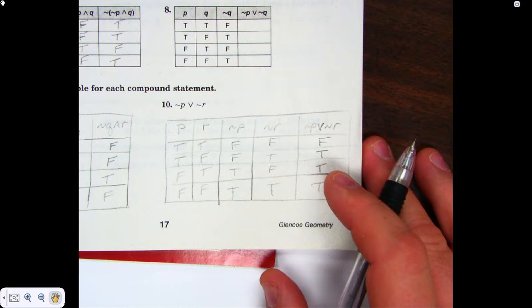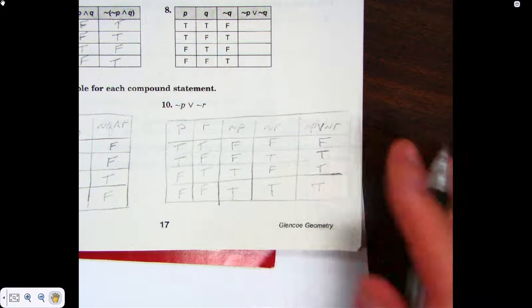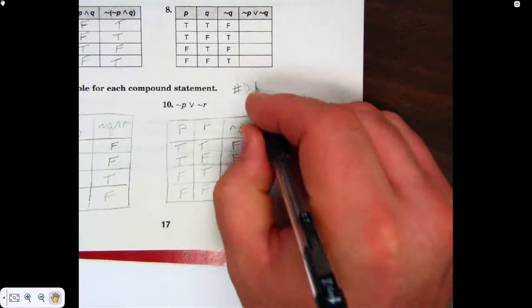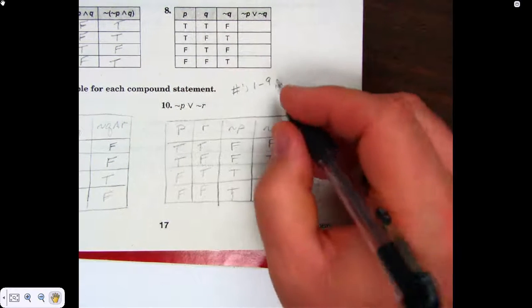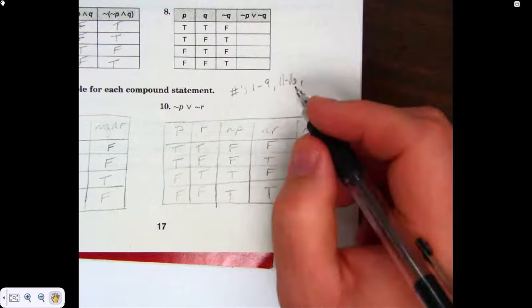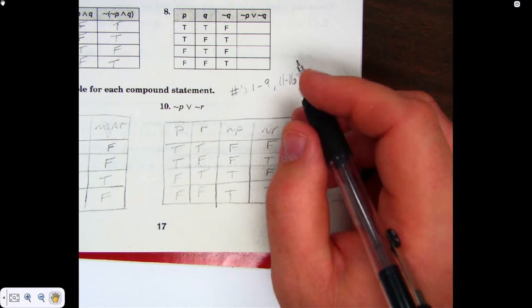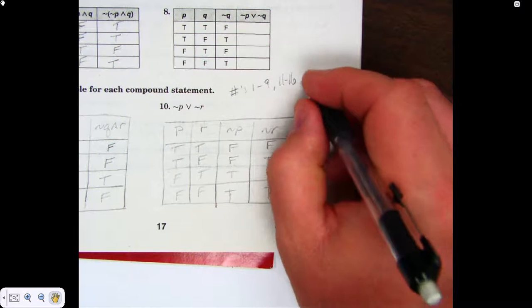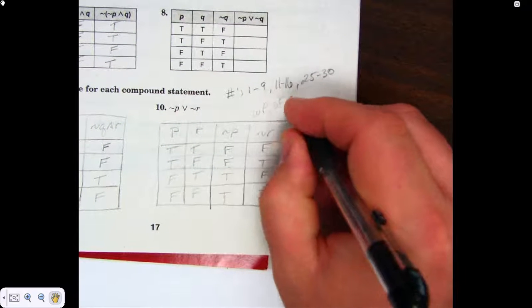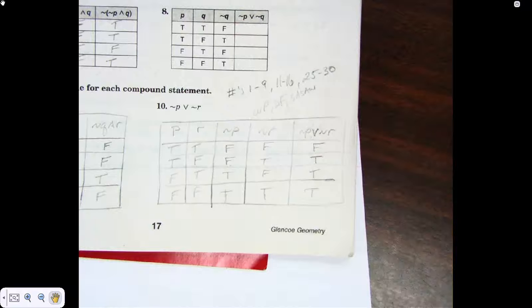Let's do numbers 1 through 9, 11 through 16, 25 through 30. Trying to keep it under 20. You'd better do what? Write problems, draw figures, show all steps and work if I'm going to give you less.